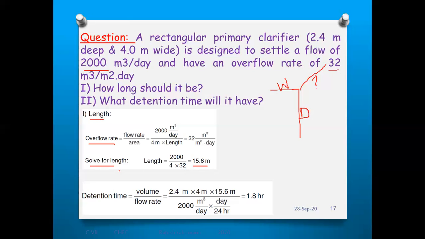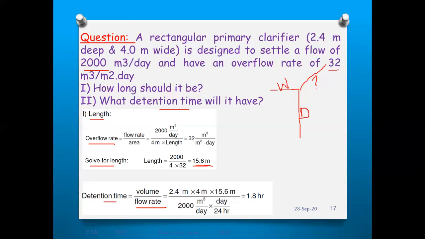So this is how you are getting the length, right? Flow rate by area formula తీసుకొని overflow rate is equal to flow rate divided by area. Therefore, overflow rate is equal to 2000 meter cube per day by 4 meters into length. Therefore, overflow rate ని length side తీసుకొచ్చి overflow rate is equal to 32 తో 2000 by 4 ని మనం చేస్తే you are getting 15.6 meters. Then what is the detention time? The detention time is equal to volume by flow rate.